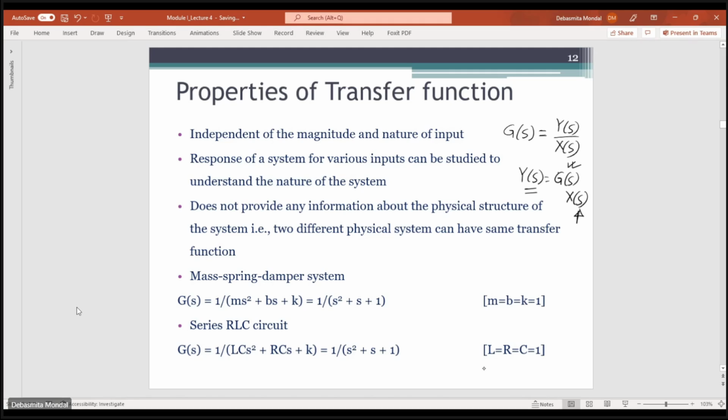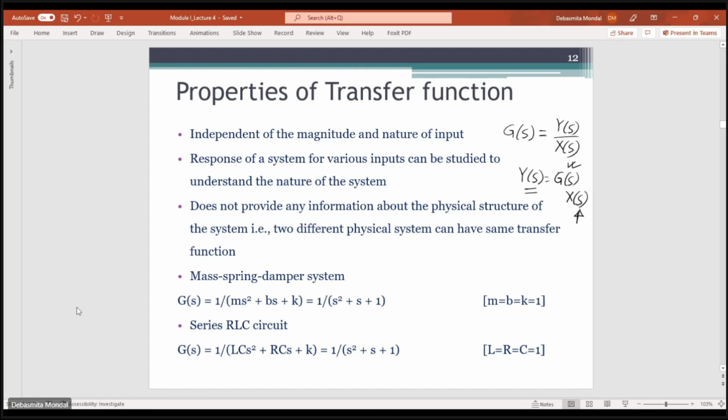what will be the output of the system. The response of the system for various inputs can be studied in order to understand the nature of the system and how it responds to the different kinds of inputs that you provide. But one thing we need to understand about the transfer function is that it does not provide any information about the physical structure or interconnections of the system.